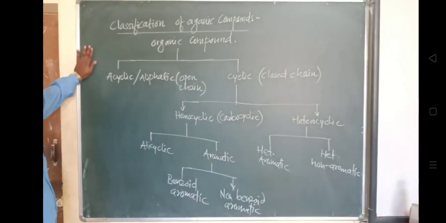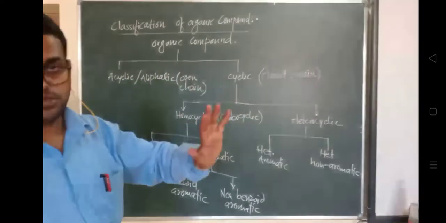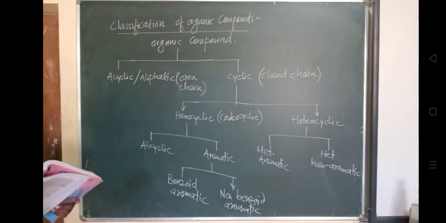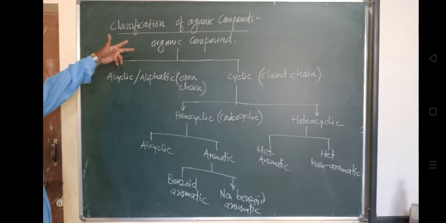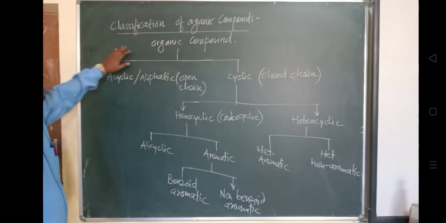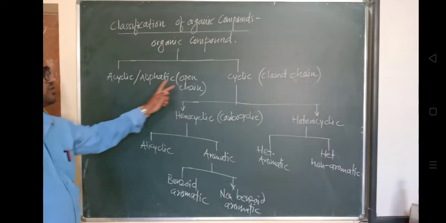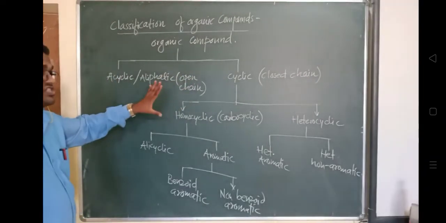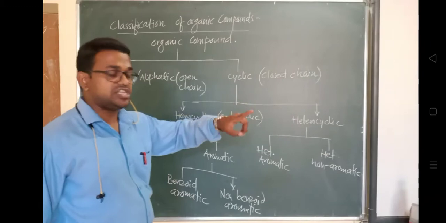Once again, look at this classification of organic compounds. Mainly, it is done based on the carbon skeleton which is present, and the second one is classification based on the functional group. This is the chart view of classification of organic compounds. It is mainly categorized into two: acyclic and cyclic. Acyclic will have an open chain. Cyclic means the chain will be closed.